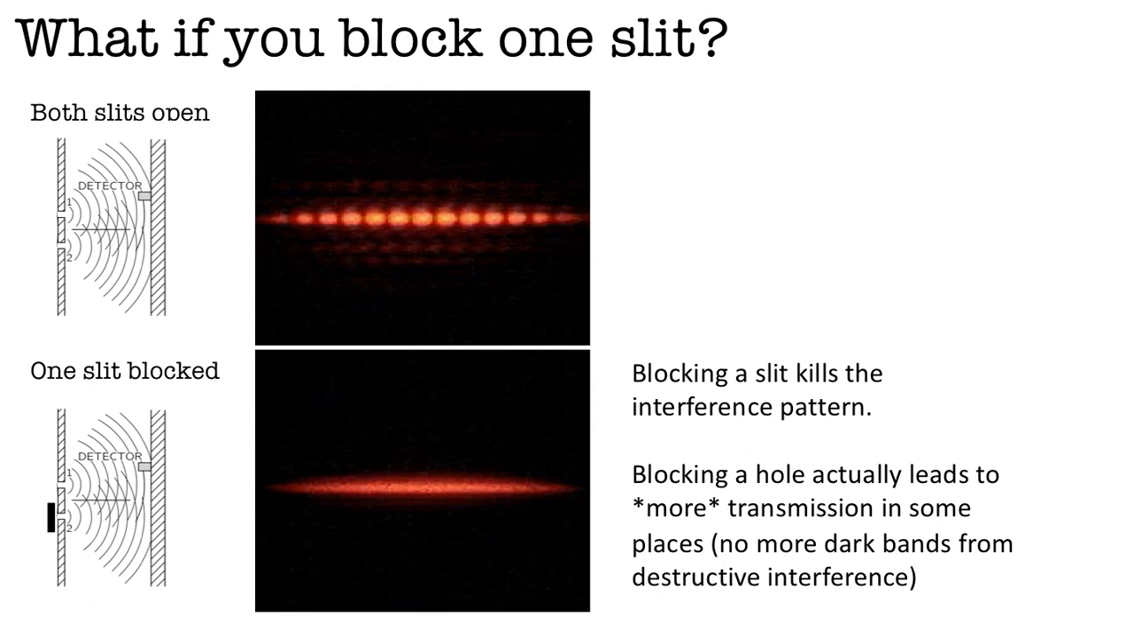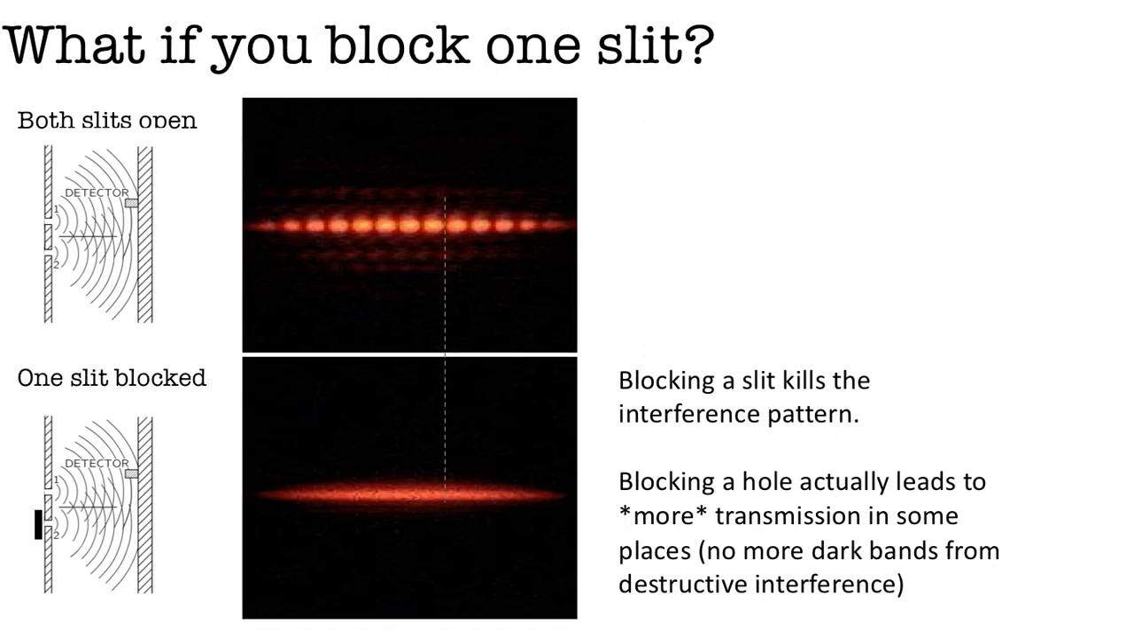Okay, but let's look at the consequence here. Some of the regions that used to be dark are now brighter. So somehow blocking a hole, which leads to less transmission of light overall, actually enhances the signal in certain regions. So we can say that blocking a slit can enhance or lead to more transmission in some places. And just to be really explicit here, I've identified a vertical line connecting a dim spot in the first diagram, showing that that is a brighter spot down below in the second picture.